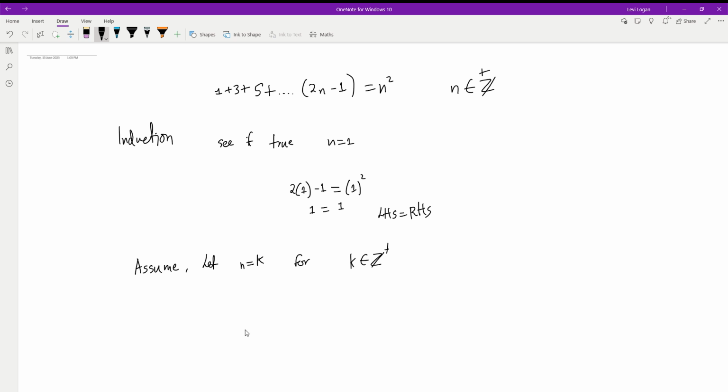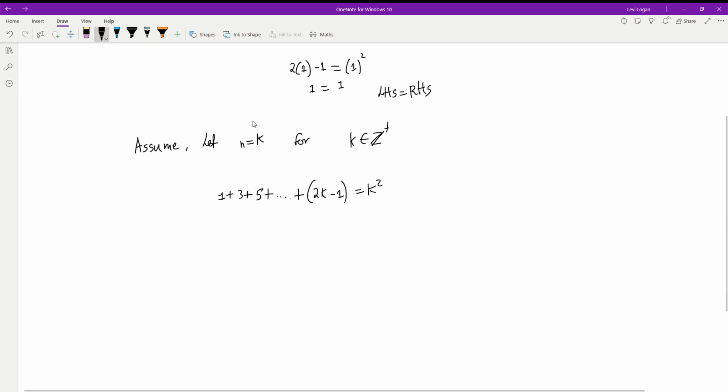And then we substitute k into here. So we have 1 plus 3 plus 5 plus dot dot dot plus 2k minus 1 is equal to k squared, okay? So we've basically assumed it's true for any integer. Now we have to assume it's true for the integer after this integer. So that means k plus 1. So assume true for k plus 1. Now we don't have to write anything belongs because we've already defined k as belonging to these integers here.